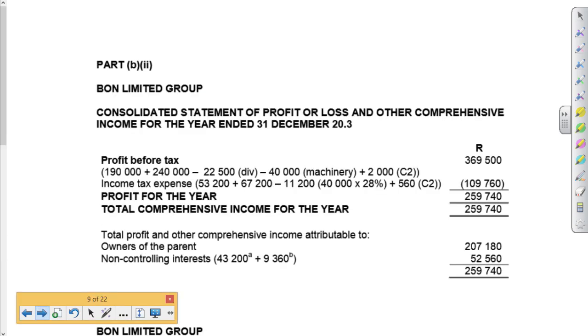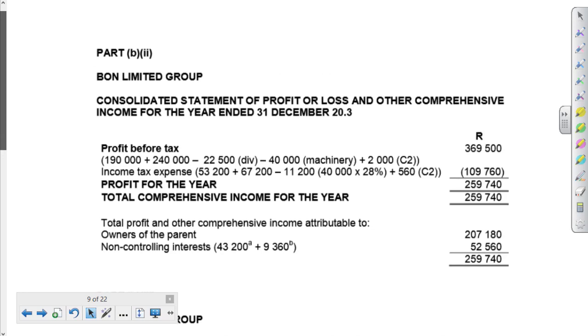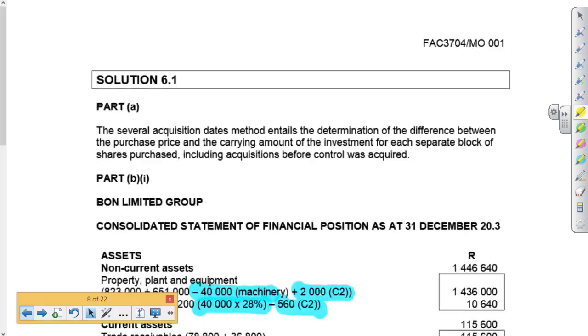Okay, but here's the P&L. In the P&L, what we see, the adjustments that we see in the P&L are again for the machine and for the 2. And then we also see the intercompany dividend being reversed. Yeah, our share, 75% of the intercompany dividend being reversed. And then you see the machine and the 2 tax adjustments. So it was pretty straightforward. NCI, they've got 52,560.